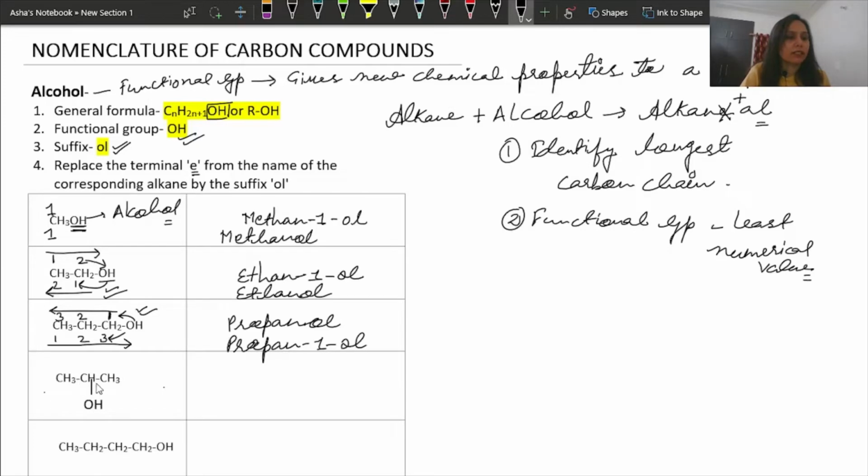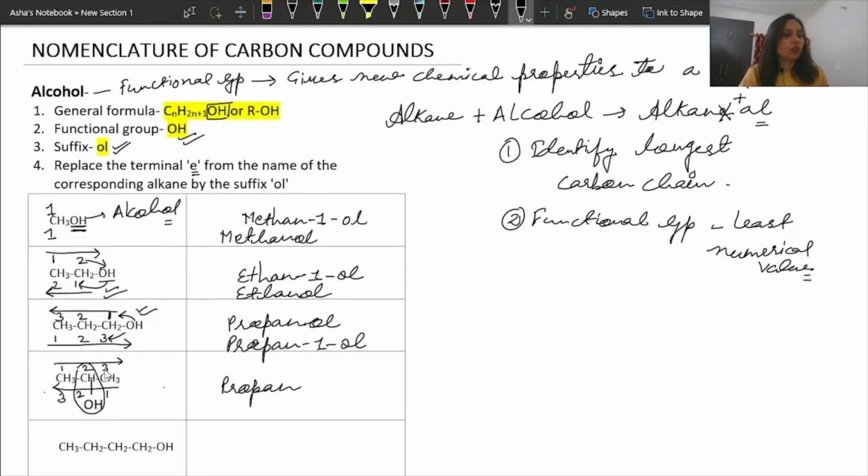Now let's see this example. In this example there are 3 carbons, so obviously the root word will be prop. It is an alkane because everywhere you are seeing single bonds. So instead of E we are going to write OL. So we will do the numbering. If we are doing the numbering from front to back, this is the first carbon, this is the second carbon, this is the third carbon. If we are doing numbering from back to front, then this is the first carbon, this is the second carbon, then this is the third carbon. So in either way at position 2 the alcohol is coming.